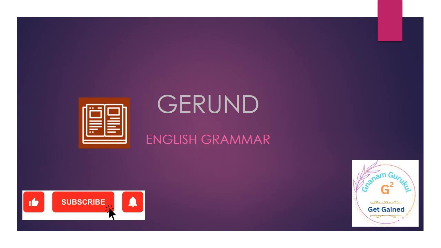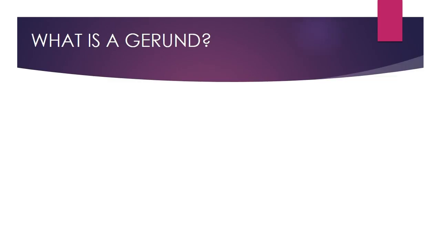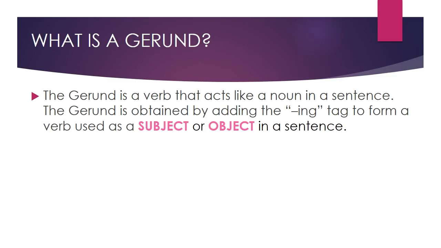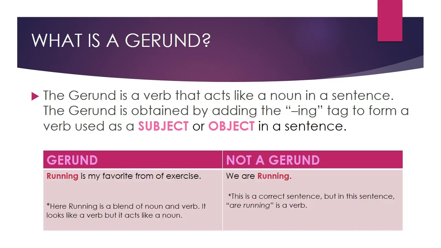In this video, we are going to see about gerund. What is a gerund? The gerund is a verb that acts like a noun in a sentence. The gerund is obtained by adding the ing tag to form a verb used as a subject or object in a sentence. For example, running is my favorite form of exercise.